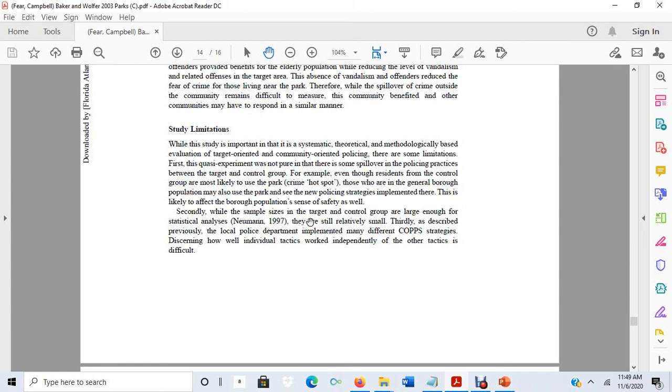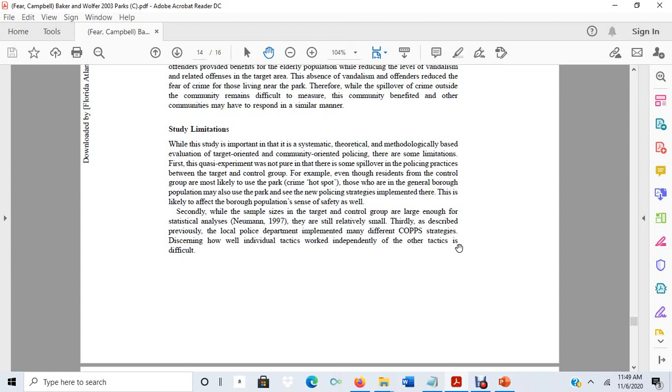Secondly, while the sample sizes in the target and control group are large enough for statistical analyses, they're still relatively small. So this is a straight up statistical conclusion validity problem. So basically they've got a small sample size. Thirdly, as described previously, the local police department implemented many different COP strategies. Discerning how well individual tactics work independently of the other tactics is difficult. So this is a measurement validity problem, specifically a construct validity problem. And this is an issue anytime you have a treatment that is multifaceted.